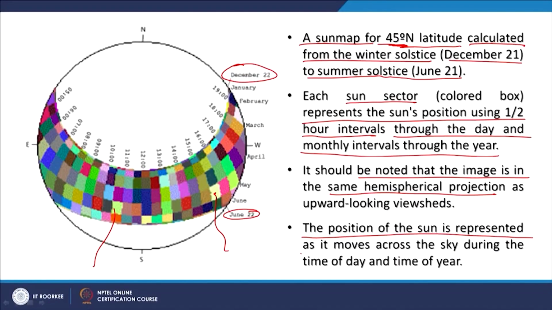So that is why everything will be in the same projection as the upward looking view set. Now the position of the sun is represented as it moves across the sky during the time of the day, and so different timings are there. See, this is 0050, and then here you are having 19 hours in the evening time. So how it will move, and the position of the sun is represented like this.